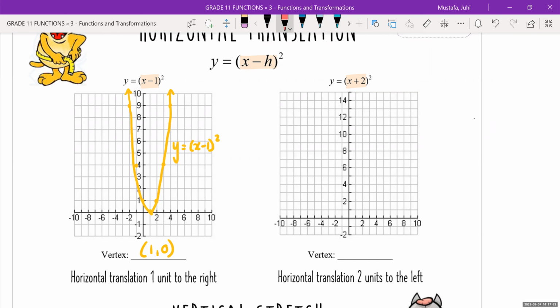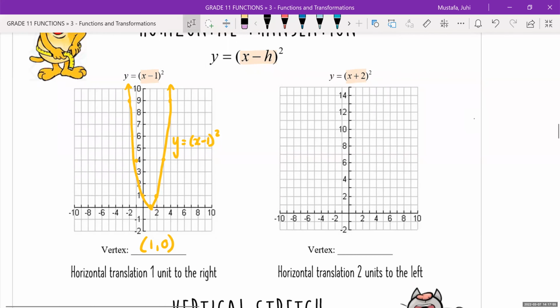While you're working on that, I'll just go over to the second example. X plus 2, if the number is plus 2, which way are we going? To the left, which means our vertex is going to be negative 2, 0. The way we describe that is it's a horizontal translation 2 units to the left, and then we just use our 1, 3, and 5 step pattern.